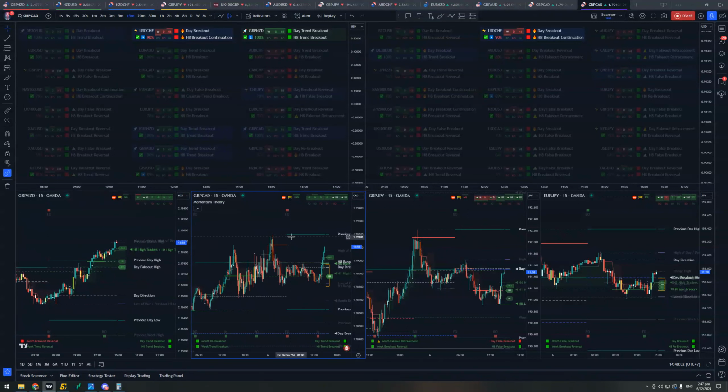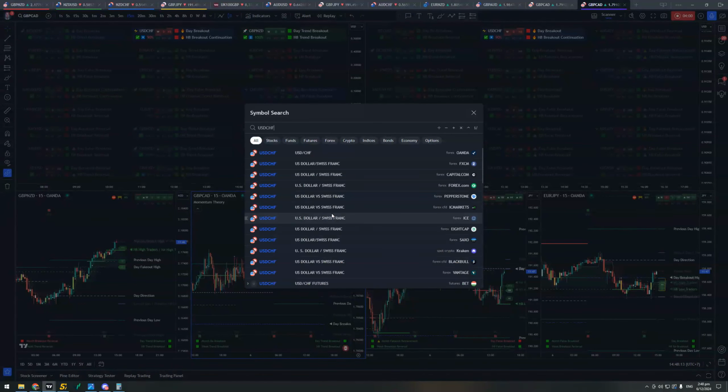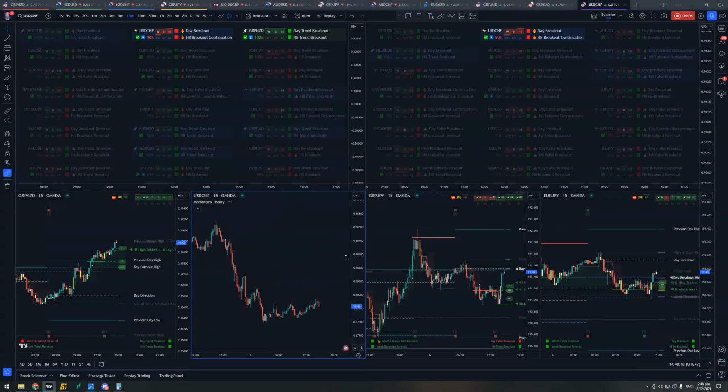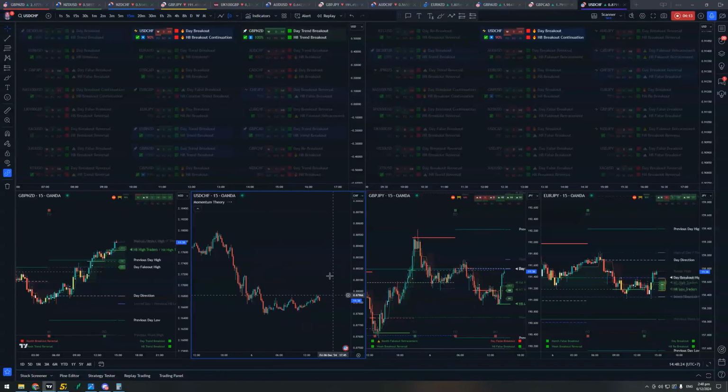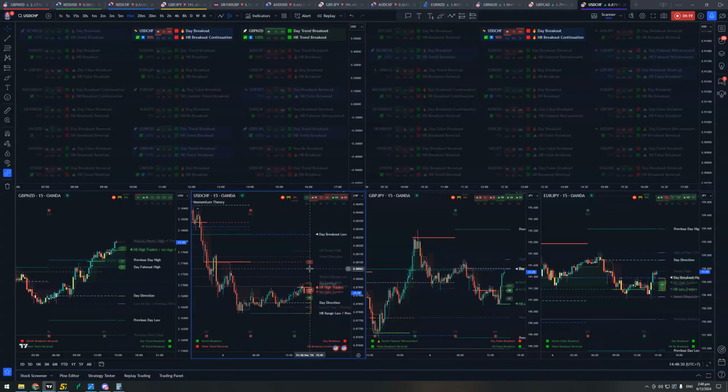GBP CAD, I don't want to trade a breakout at this area. I would rather break out from the high, not really from down here. So I won't trade this. USD Swiss. So we have a breakout, faked out the high. I think this looks pretty all right to me.